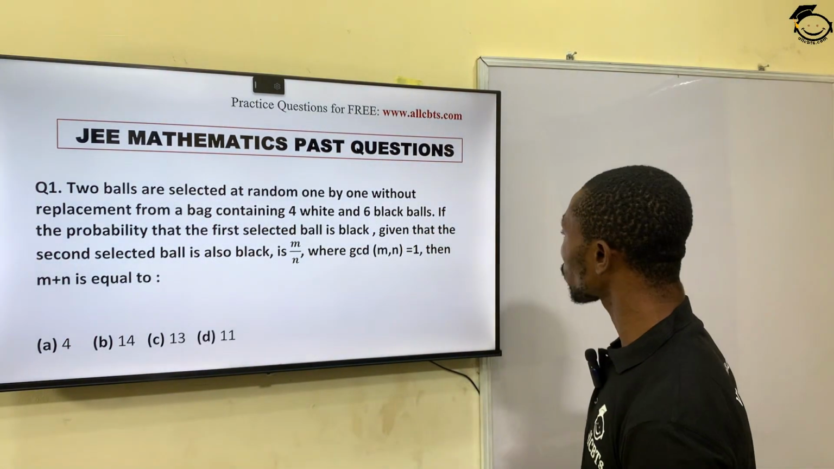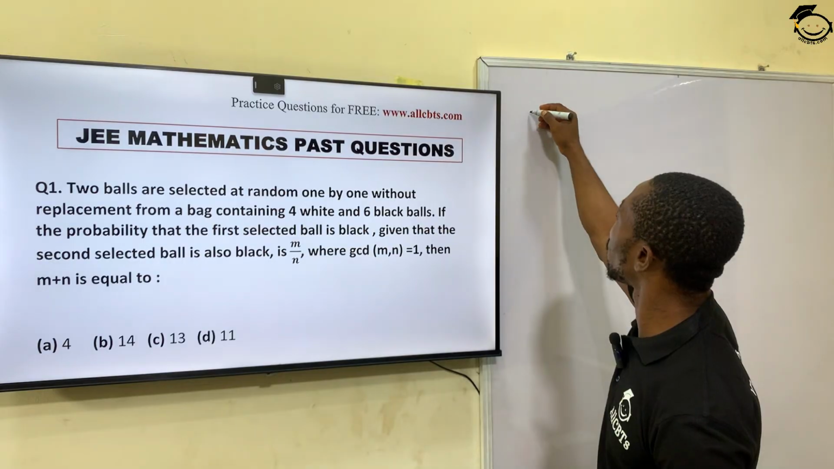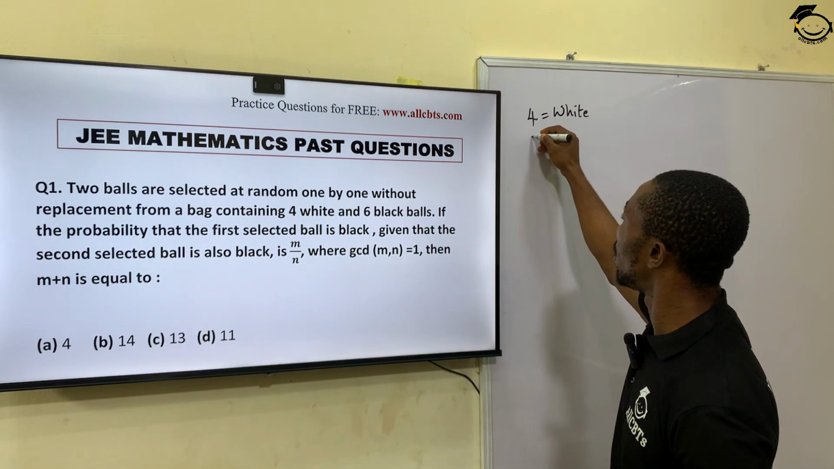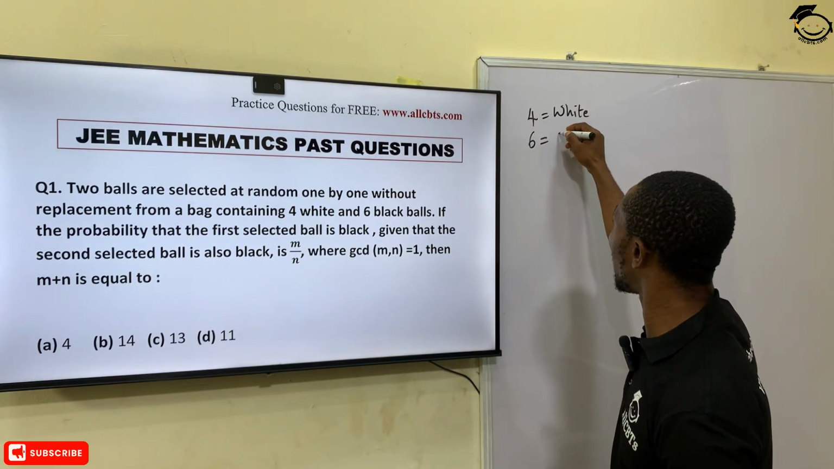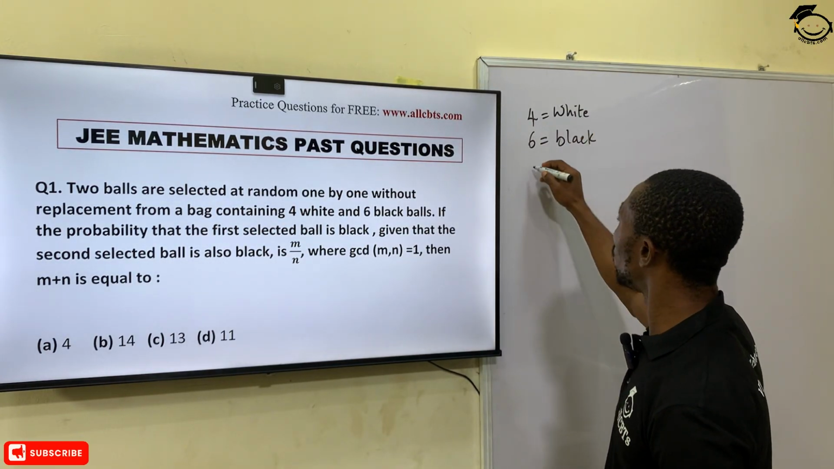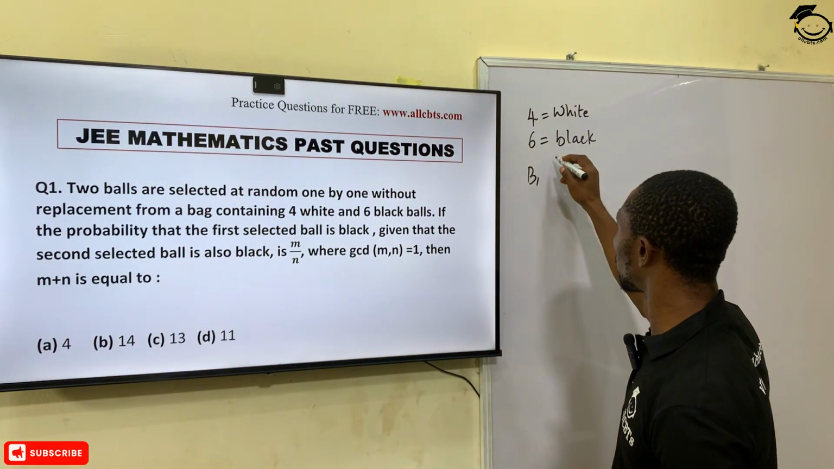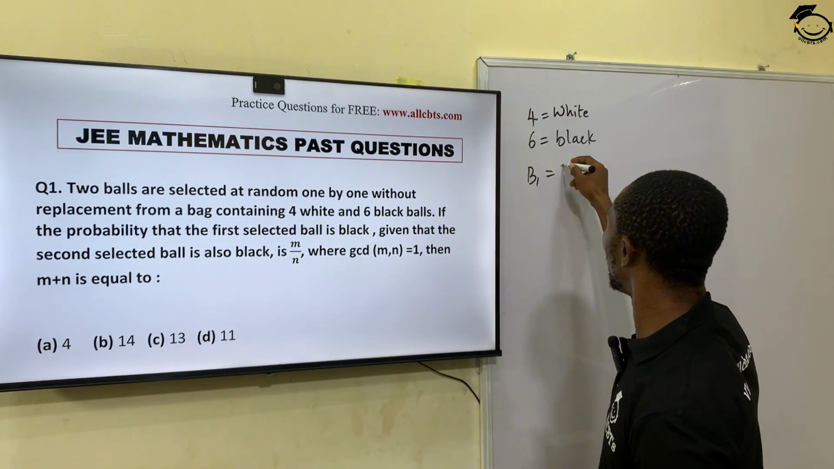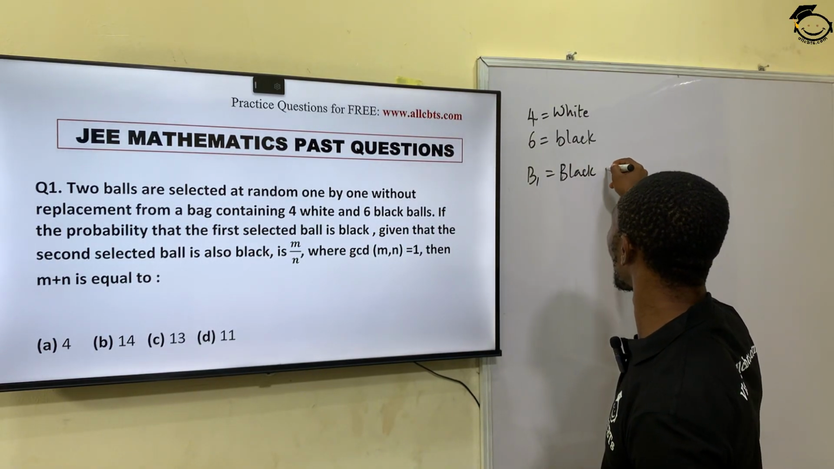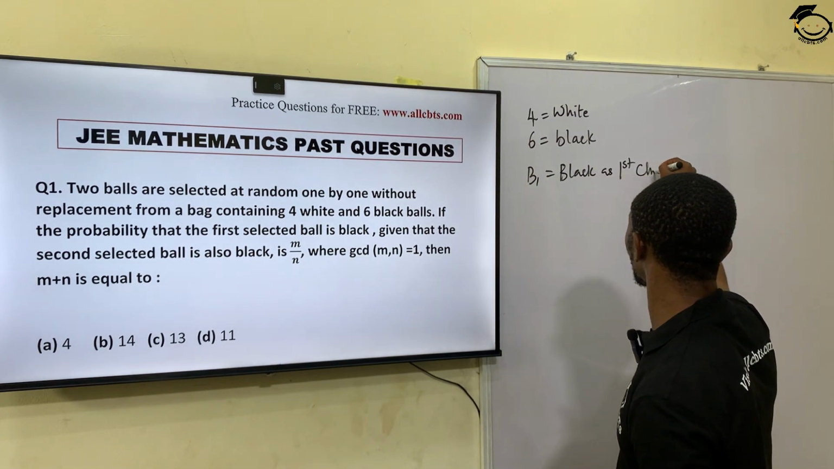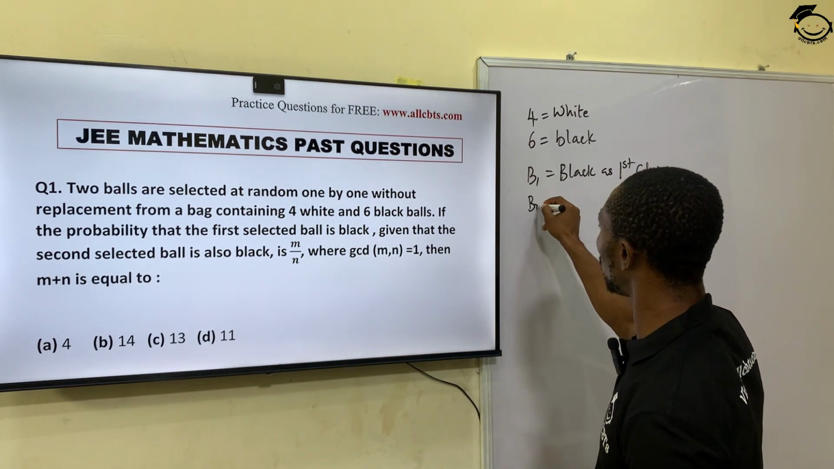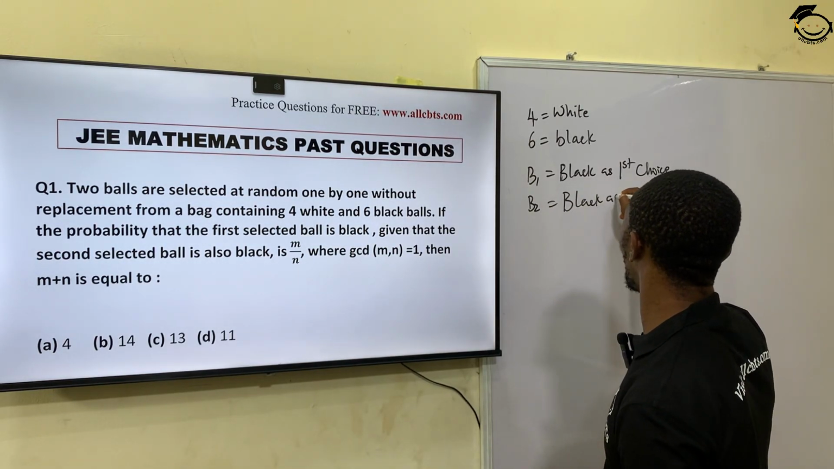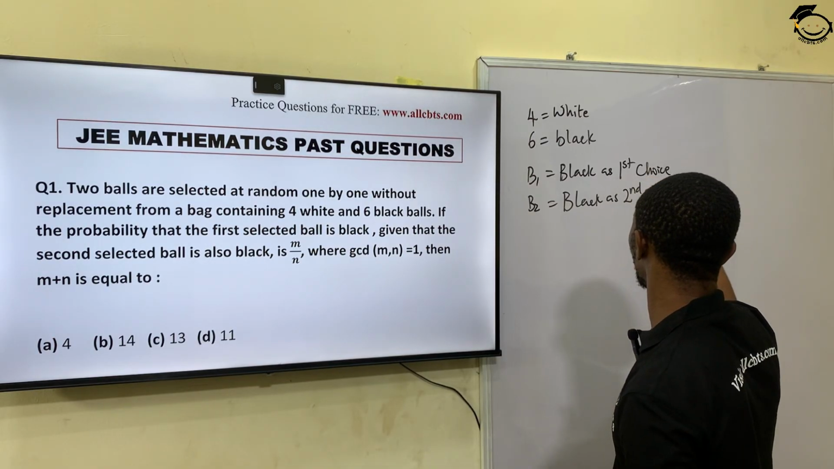Now, for our probability, we know here we have 4 whites. For our white balls, we have 4. And for the black, we have 6. So, let's call this our probability of picking black as first choice, B1, and B2 is the probability of picking black as second choice.